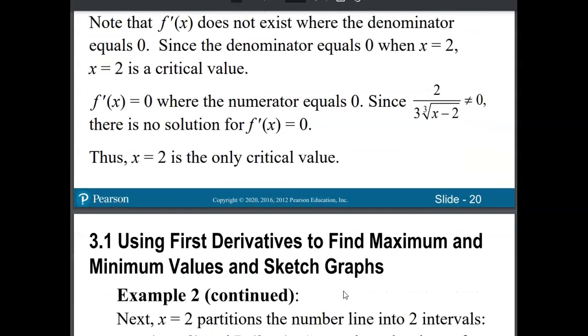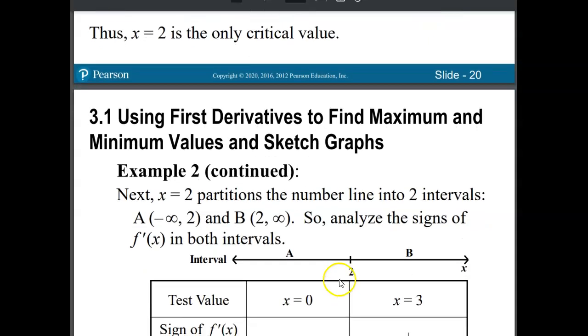So 2 is our critical point. You take your critical point, put it on a number line, and it partitions it into 2 spaces, left and right. From negative infinity up to 2 is the first space, and then from 2 to infinity is the other space. So we're going to analyze f prime in both of those spaces.